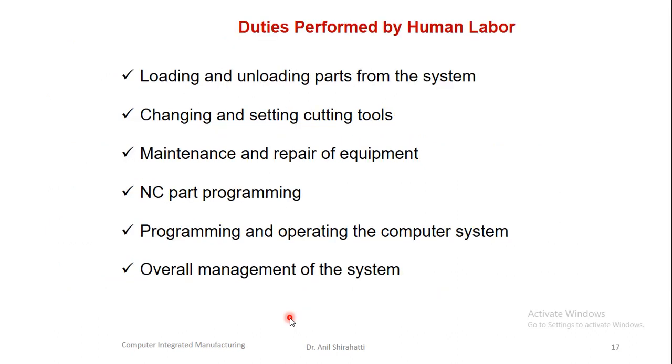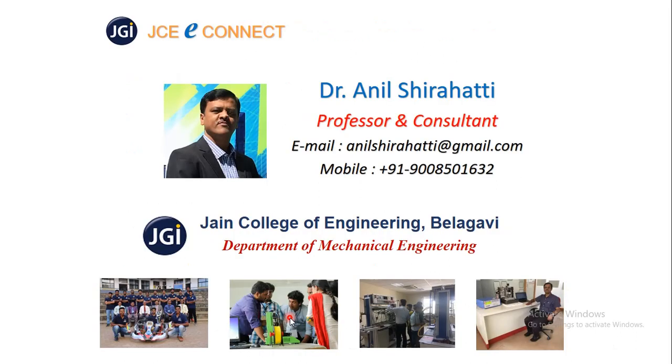The last of the components of FMS is the human being. So loading and unloading parts from the system, changing the settings, cutting tools, maintenance, repair of the equipment, NC part programming is done by the people, and programming and operating the computer system and overall management of the system. It is what a laborer working on the machine will do.